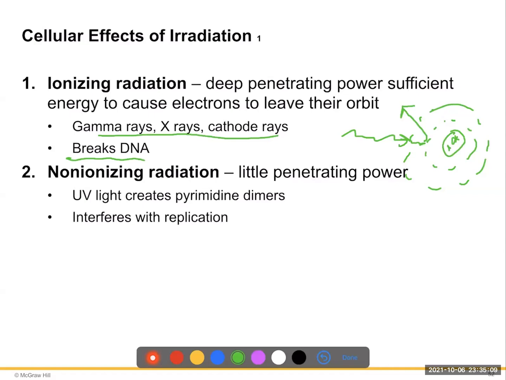Non-ionizing radiation has very little penetrating power. It creates what are called pyrimidine dimers. It breaks the bond between nucleotides like adenine and thymine that go together, and causes them to link to adjacent nucleotides that are similar. I'll show you a picture of that in just a second. And it interferes with the replication of DNA.